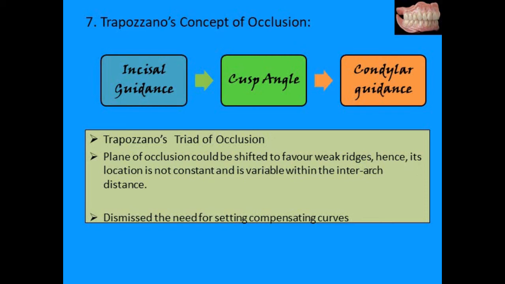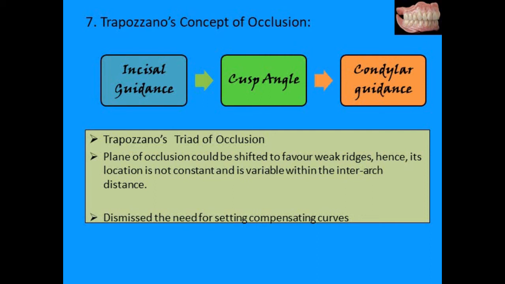And he also stated that there is no need for a compensating curve, because he suggested that when we arrange the cusped teeth in principle, these curves will be produced automatically. That is, the cuspal angulation will itself produce a balanced occlusion, and there is no need for a compensating curve. So this is the Trapozano's concept of occlusion.